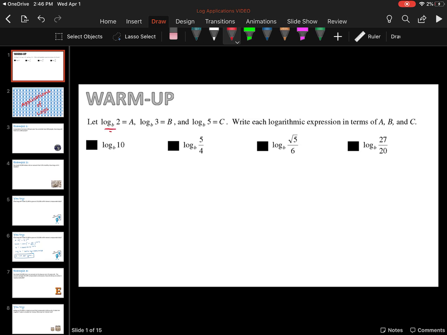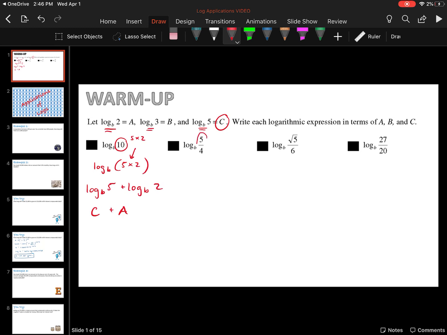You want to write everything in terms of log base b of 2, log base b of 3, and log base b of 5 because I have a, b, and c for those values. So when you look at log base b of 10, we know that 10 comes from 5 times 2. So I can think of this as log base b of 5 times 2. And we know when you have a log condensed, if you want to expand it out, we can make it log base b of 5 plus log base b of 2. We know log base b of 5 is c, and log base b of 2 is a. So your answer is just going to be c plus a for this one.